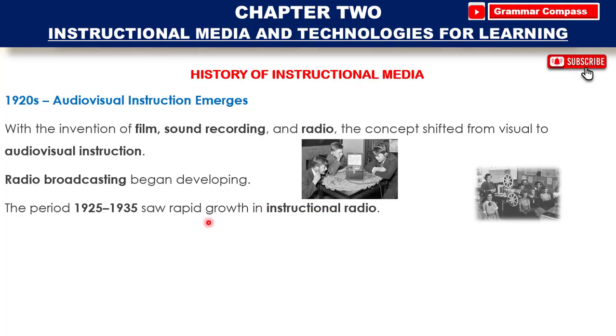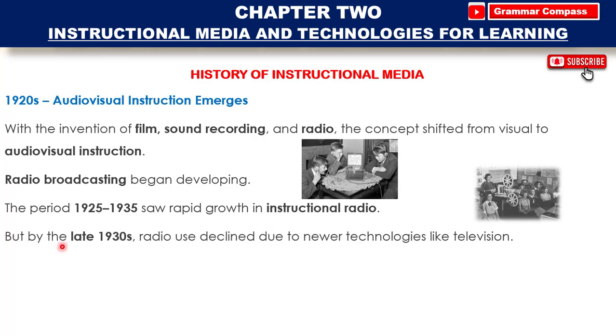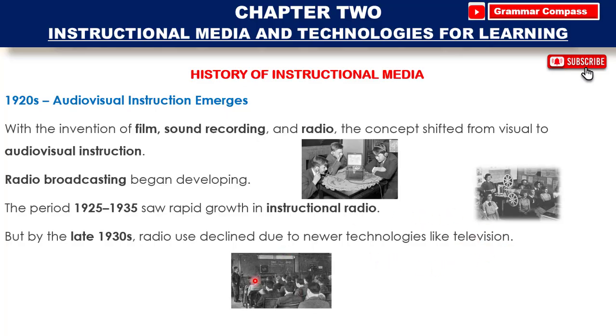So schools across regions started using educational radio programs to support learning, and it helped reach students in remote areas who could not come to the classroom physically. But just as radio was becoming the star of the show, by the late 1930s, the use of radio declined due to newer technologies like television. So in the 1930s, television started entering the scene. As compared to radio, TV could deliver both sound and moving images, and naturally, radio began to lose its shine in the classroom.